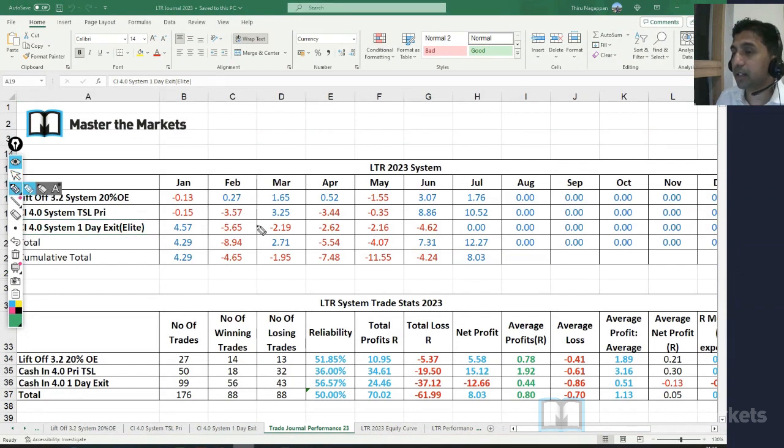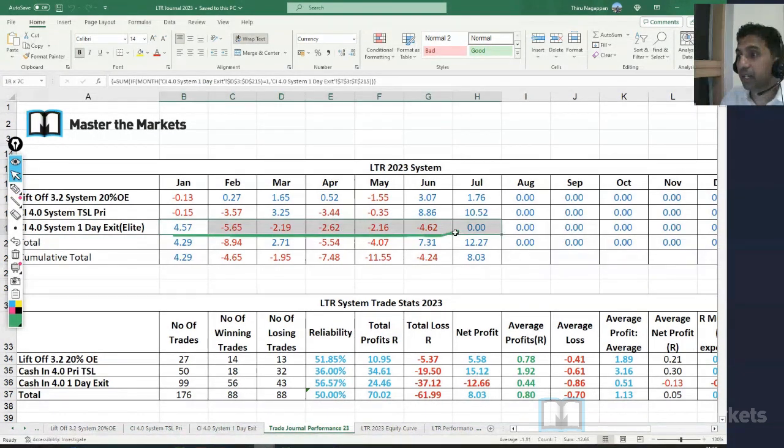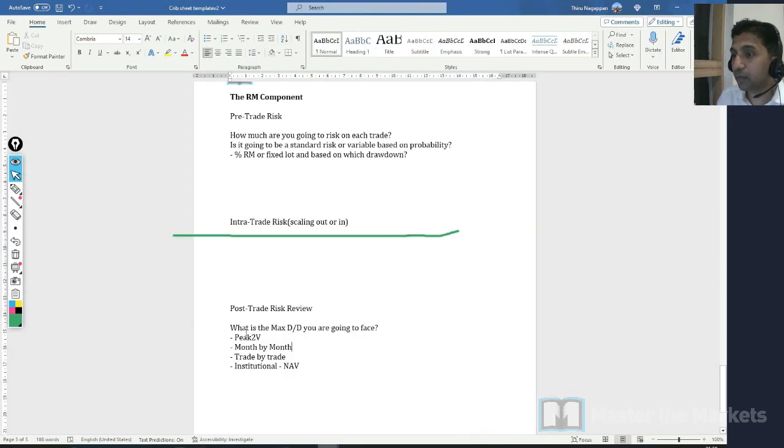Now, why did I show you this? The main thing is, if you take a look at one of the strategies, if we didn't do our reviews and know our drawdowns, it actually went more than our expected drawdown. It went more than what I talked about here in terms of peak to valley, month by month, and all of that. It exceeded all of that.